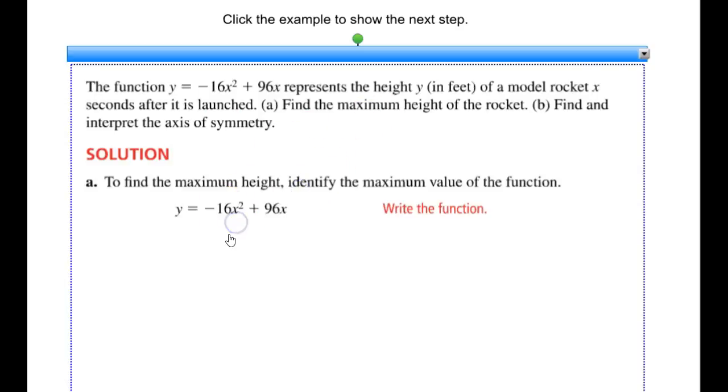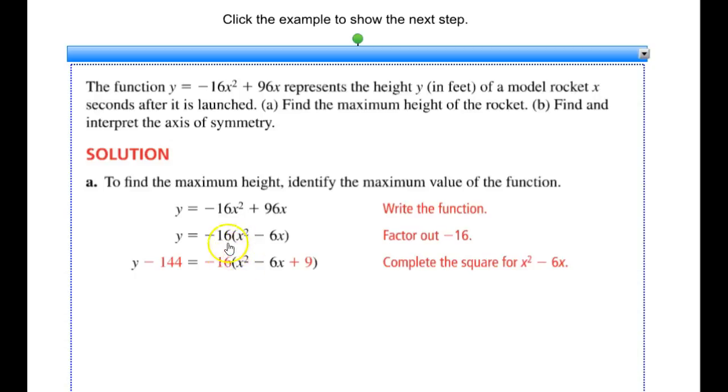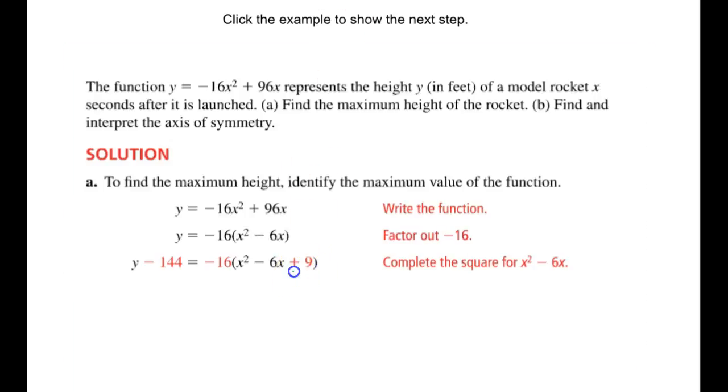Okay, so I want to write my function. Then I factor out this negative 16 from this right side, because I always want the coefficient with my x squared to be 1. So now that I've done that, I can go ahead and complete the square, right? I divide this by 2 and square it. But see here, you'll notice that I'm adding 9 on this side, but I'm not adding 9 on the other. I have to multiply that 9 times this negative 16 to get my negative 144 that I add to my other side, right? And it's negative because of this negative 16.